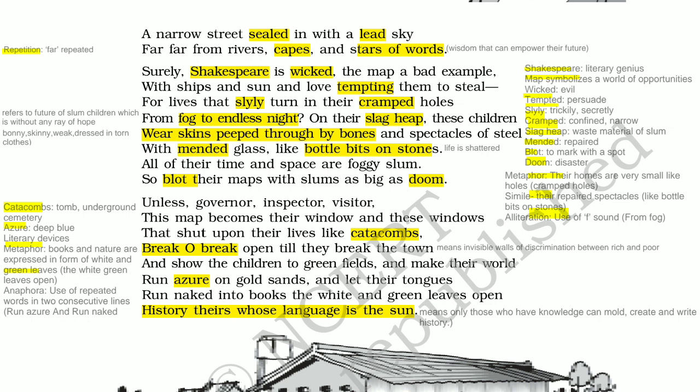Their entire strife and struggle for sustenance goes unnoticed in their small dirty rooms. From fog to endless night. This expression describes the miserable and pathetic lives of the slum children. From foggy mornings till late at night, these children make desperate attempts to live despite all odds. Their life is full of misery, suffering, and dejection. They live on and are surrounded by heaps of garbage.